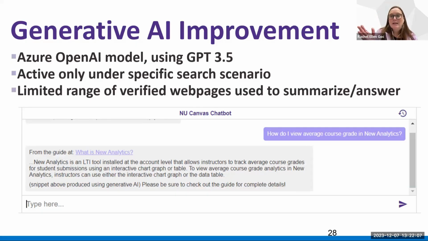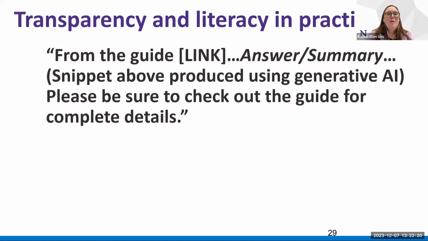So as you can see here, someone can ask a question, and with our new generative AI component, they may get an exact answer or a summary of information from some verified web pages. Next slide, please. Now, I want to talk about how we see this transparency and literacy in practice. If you could give me 2 more clicks on this.